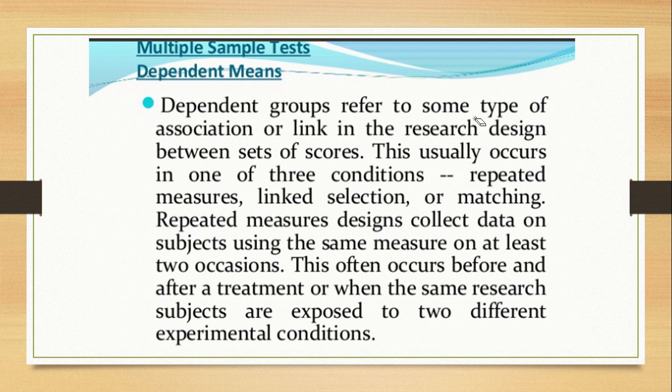So dependent groups refer to some type of association or link in the research design between sets of scores. This usually occurs in one of three conditions: repeated measures, linked selection, or matching. Repeated measures designs collect data on subjects using the same measure on at least two occasions. This often occurs before and after a treatment, or when the same research subjects are exposed to two different experimental conditions.